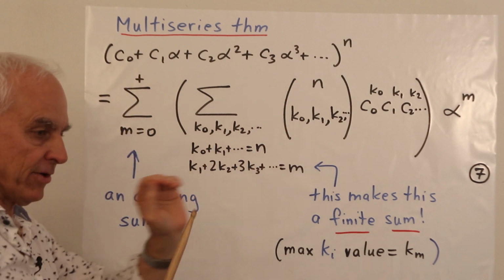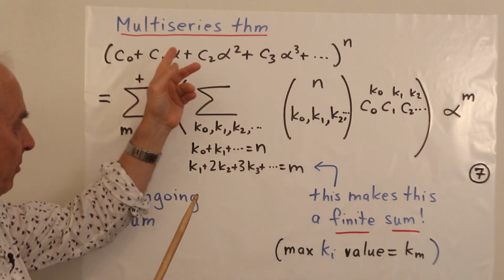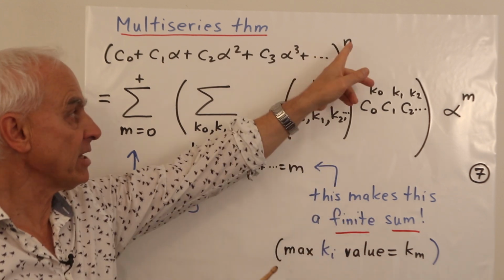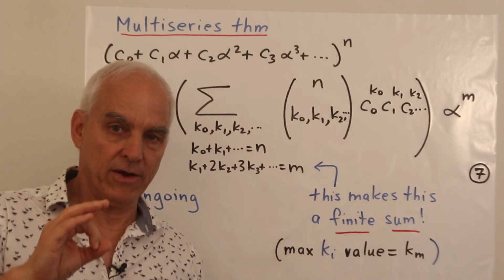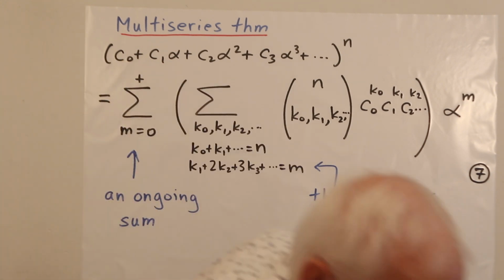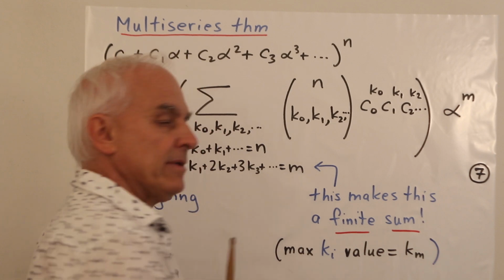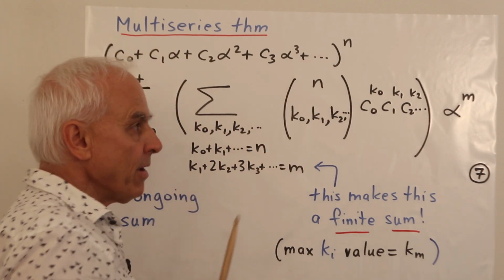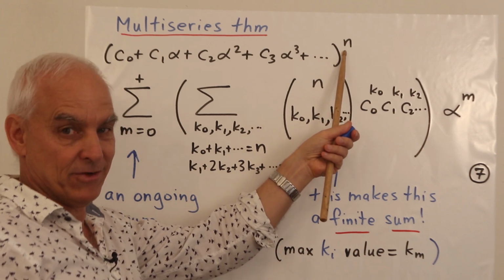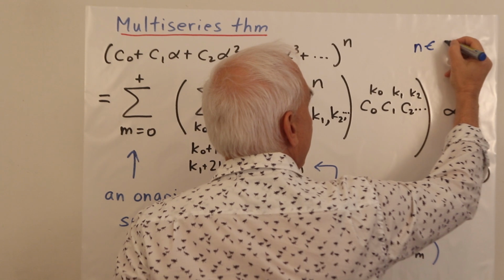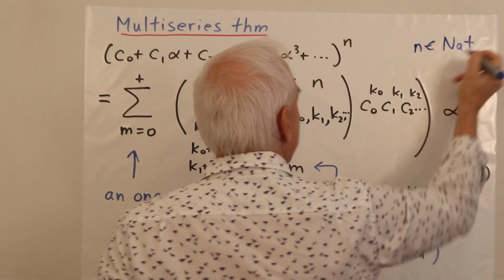All right, so let's have a stab at writing down the multi-series theorem, where we're taking an ongoing polyseries, c0 plus c1 alpha plus c2 alpha squared plus c3 alpha cubed, and so on, and raising it to the nth power, where n is a natural number. Maybe I might make that explicit, because later on, at some point, we're going to be interested in, could we possibly make this a rational number? But for now, more modestly, n is just a natural number.